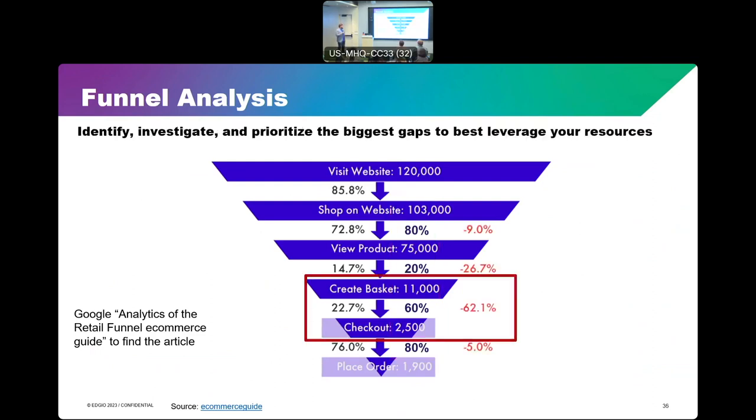And so in this case, you can see that of the folks who create a cart or basket and then go to checkout, this site is only achieving 22.7%, whereas the recommended goal is 60%. Again, that's more of a stretch target, but that's the biggest area that's off. And so that's a good area to do some more analysis and digging.